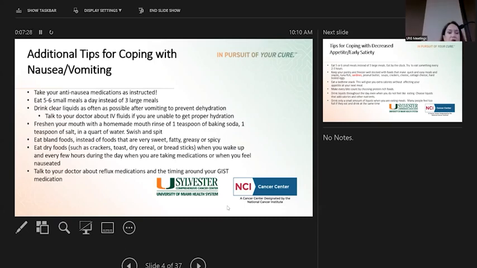Definitely water as much as you need. And if you can't get water in, or you're still smelling asparagus and you haven't been able to get the fluids in that you need, we can certainly do IV hydration as well. So talking with your doctor about that.